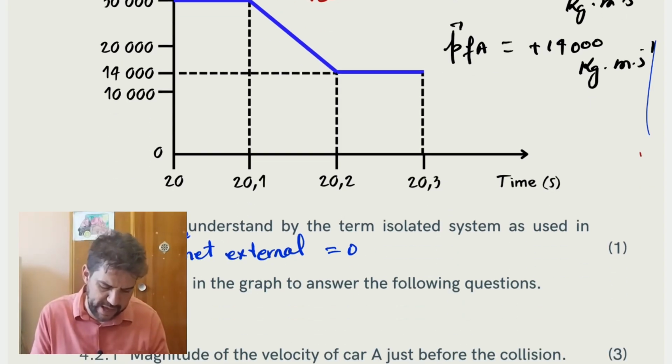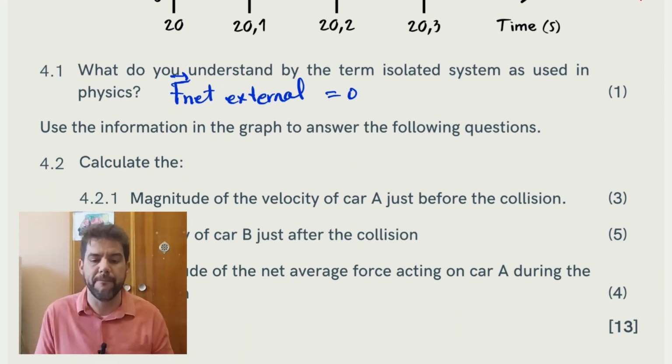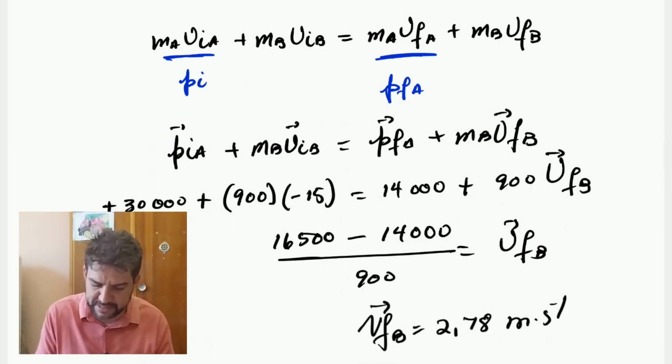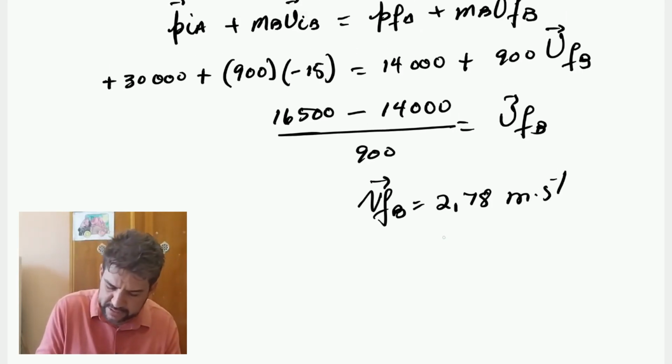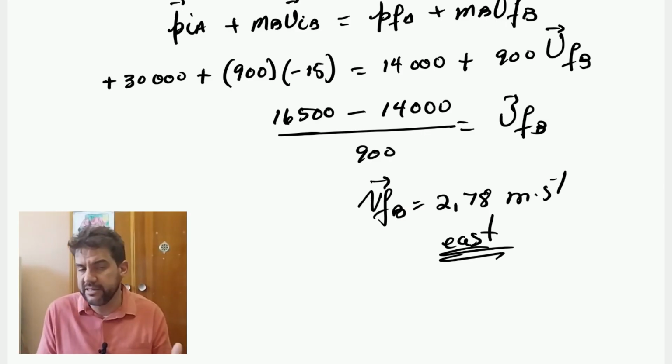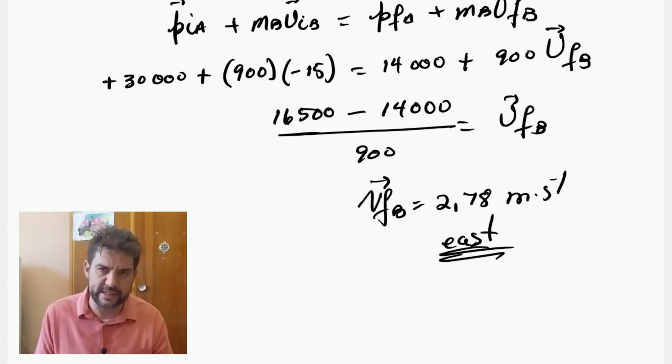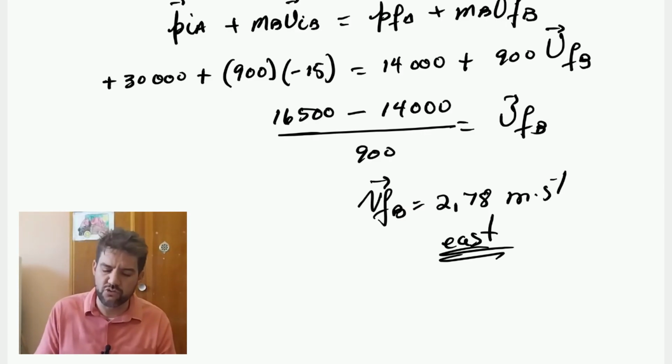Now, the direction: its positive answer is actually going to be to the east. The question asks for the velocity of car B, so direction must be there. Therefore, this one is east. The question says east is positive, right? So we got a positive answer. It means it is to the east.